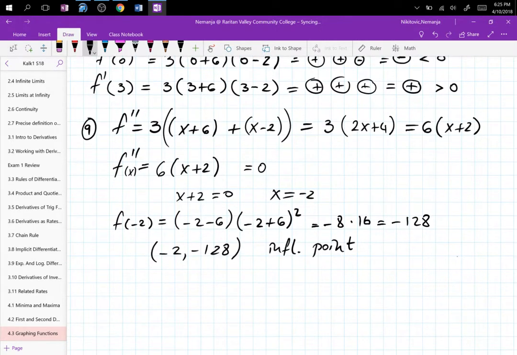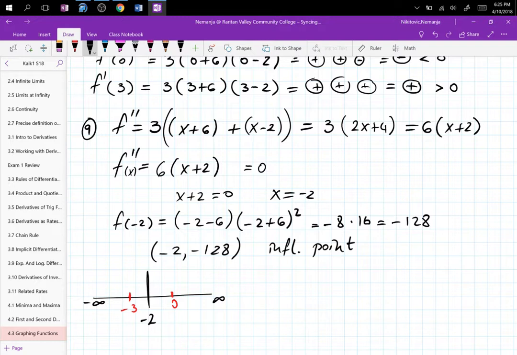Partitioning for the second derivative test. We are on the infinite domain, from negative infinity to positive infinity, and the only partition we have is at negative 2. So the test points are negative 3 and 0. Yeah, you can use negative 1, but 0 is much easier to compute. So let's use that.